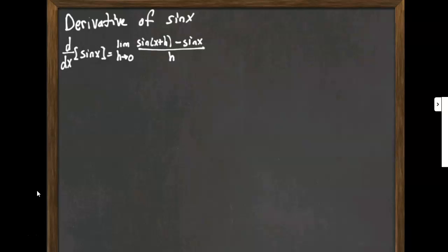So we plug that into the sine function. We get the limit as h goes to 0 of sine x plus h minus sine x over h. Now what I need you to recall here is that from trig, you had an angle sum identity that said sine of x plus h is equal to sine x cosine h plus cosine x sine h. So we have this identity from trig that you need to remember here.